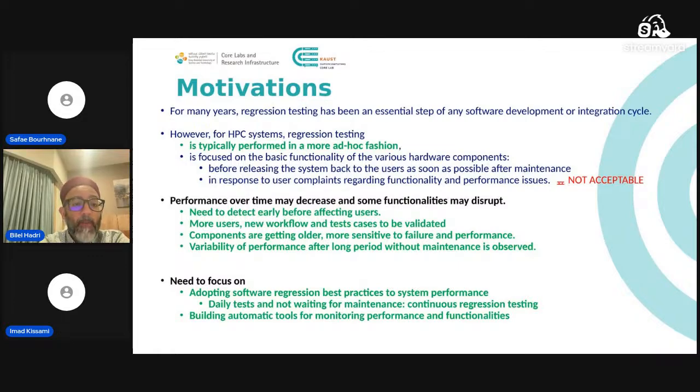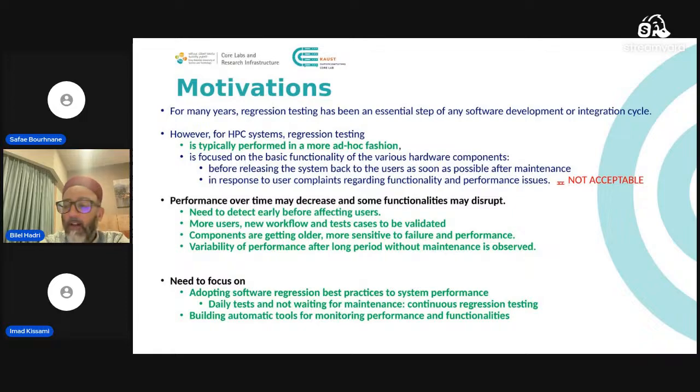Okay. So in the past, what people used to do was ad hoc, mainly by the sysadmin, just basically to do srun hostname. Okay, it's working. Okay, guys, now the machine can be released. This is not robust, especially today with things getting more and more complicated. Before, it was: let's give the machine back to the user as soon as possible, and then we'll deal with the complaints.